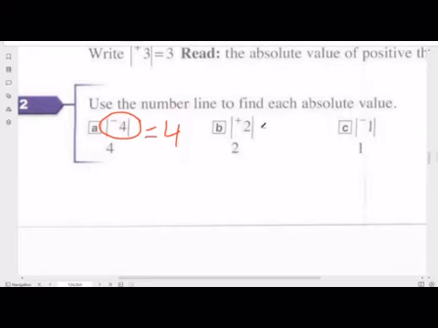What is the absolute value of positive 2? It's 2. What is the absolute value of negative 1? It's 1. Always the answer is positive. It cannot be negative. This one is not the opposite. It is the absolute value. It's like the distance.